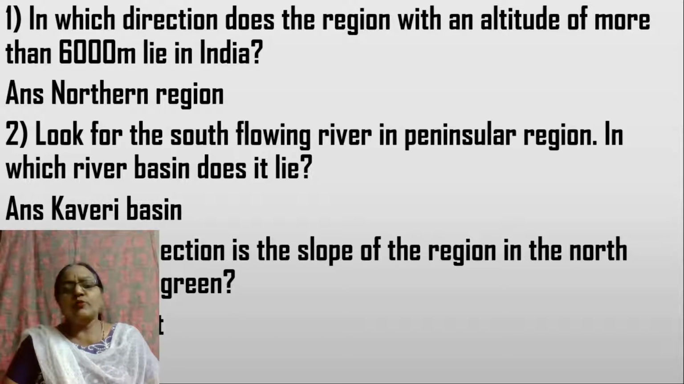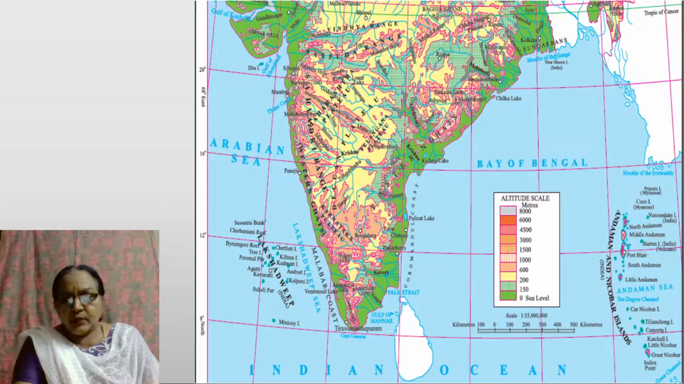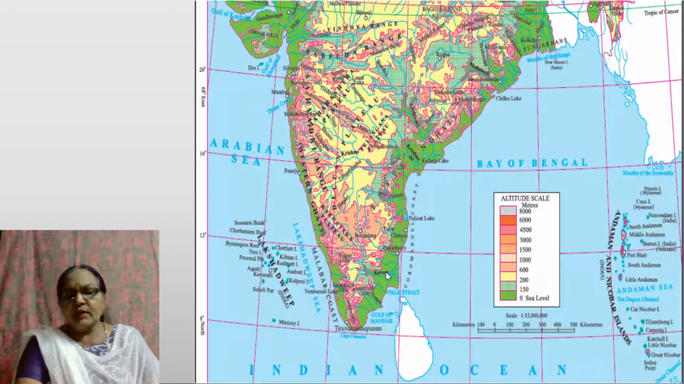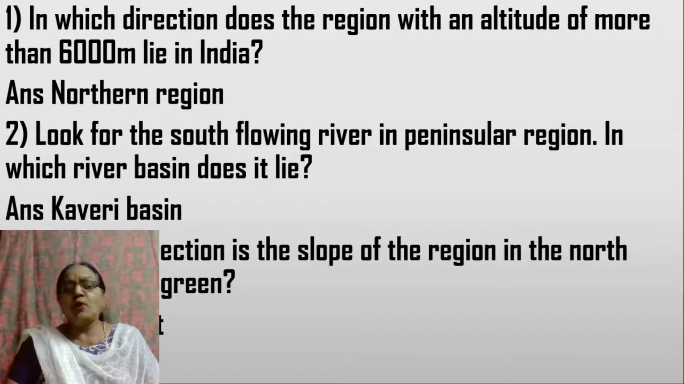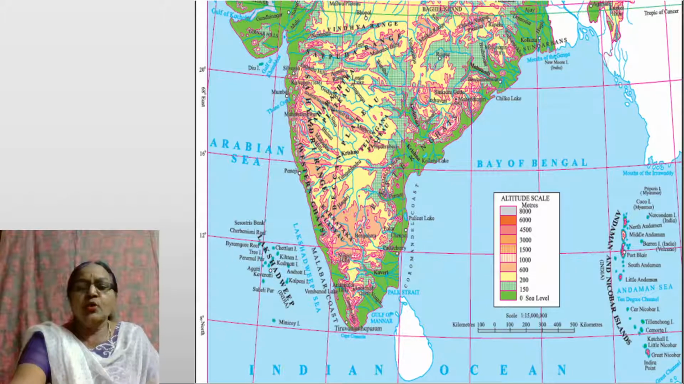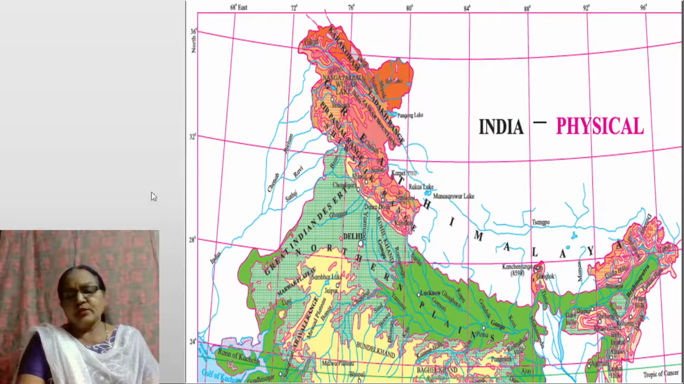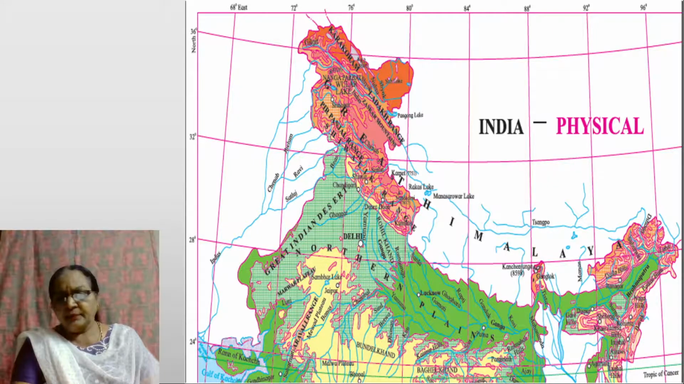Look for the south flowing river in Peninsular India. In which river basin does it lie? So, south flowing river. Can you see? This is a south flowing river. This is the Kaveri river. Then, in which direction is the slope of the region in the north shown in dark green? Can you see? This is the dark green color. Where is it? This is sloping towards the northeast. Can you understand?